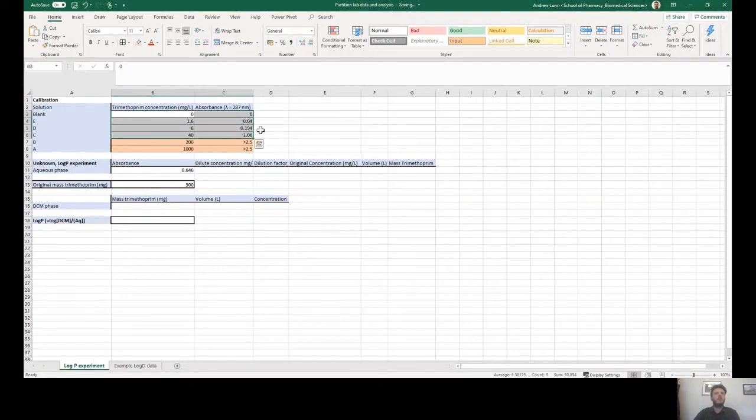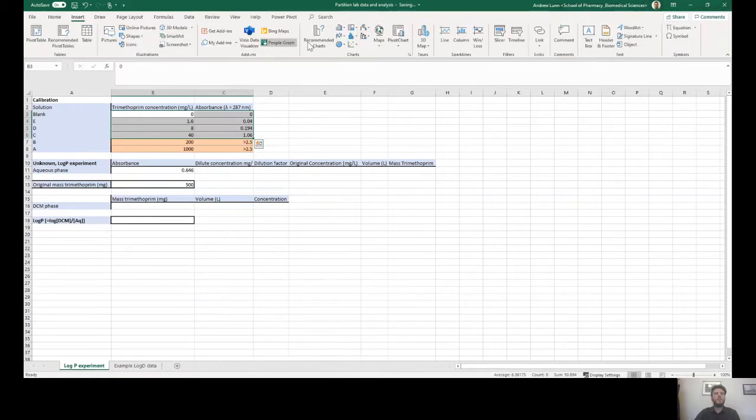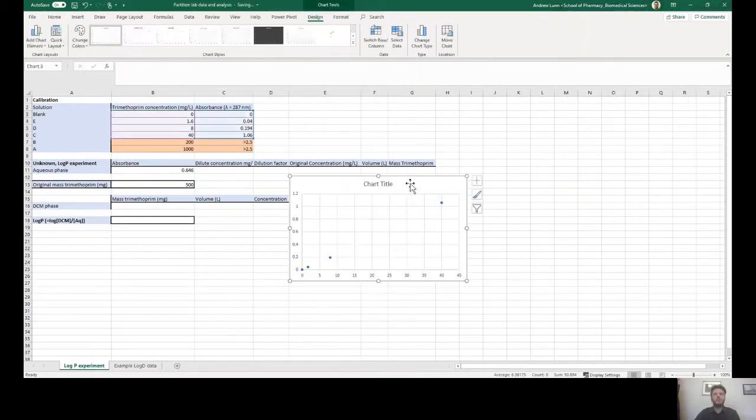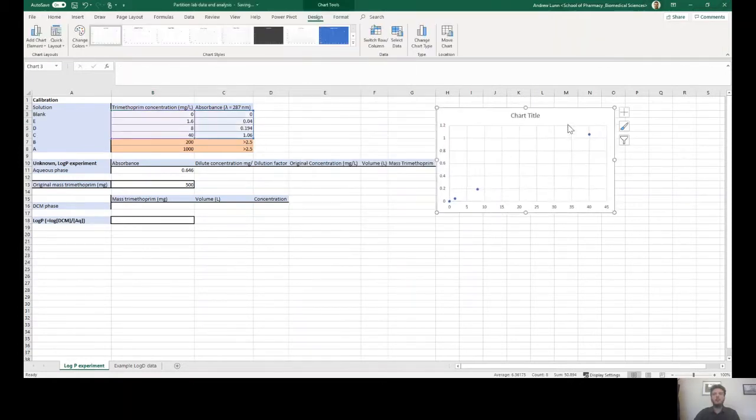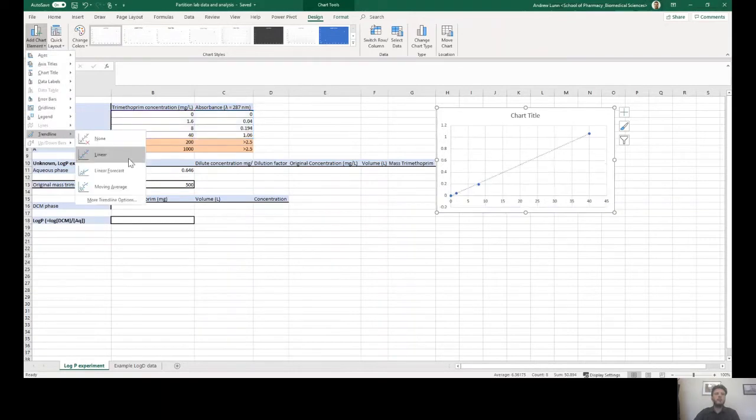So what we've got is 4 values, including the blank, which would be at 0, of known absorbances and known concentrations of trimethoprim in the aqueous media. And we need to insert a scatter plot for that. You can do this by hand if you wish on graph paper, but I'm going to do it on Excel because it's quicker and more accurate. And then we need to fit a linear line of best fit to this. So a trend line, linear.